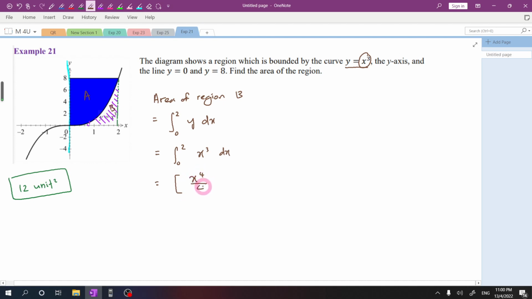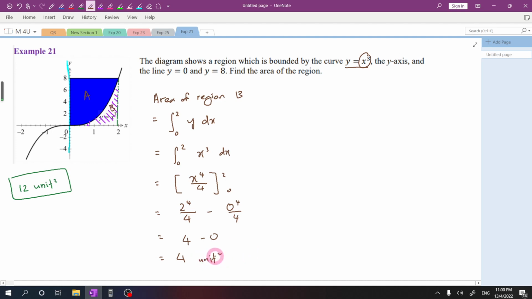Power 4 over 4. So bring in the upper limit first. So 2 power 4 will give you 16, minus 0 power 4, over 4. 2 power 4 give you 16. 16 divided by 4, you will get 4. Minus 0, so you still be 4.